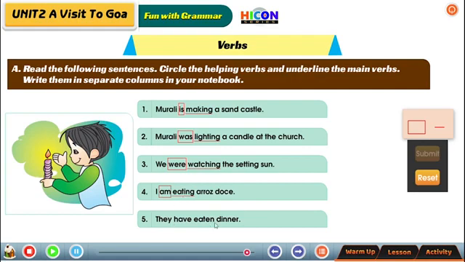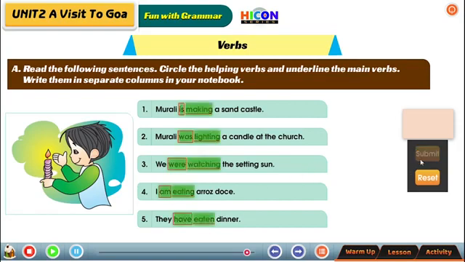They have eaten dinner. What is the verb part in this? Have eaten, isn't it? Have eaten is the verb part. And in that, have is the helping verb and eaten is the main verb, isn't it? Have is the helping verb, eaten is the main verb. So we will put have inside the box, and eaten we will underline.